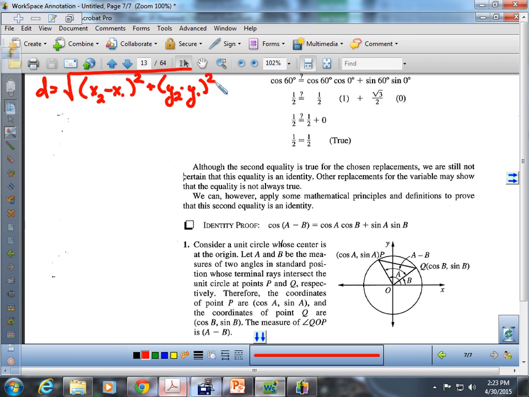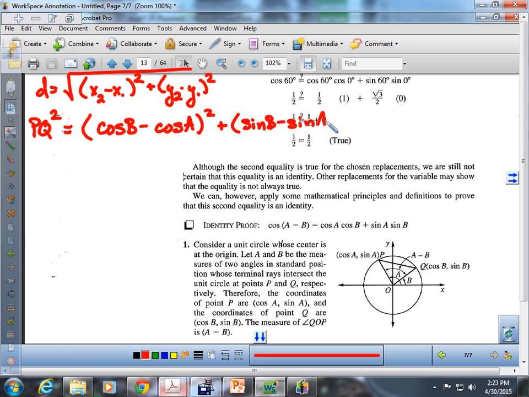Not necessary, right? Okay, so this distance from P to Q, I'm going to call it PQ squared. Is everybody all right with me calling the distance PQ, and with me undoing the radical and making it a square? PQ squared is equal to, well, what's my x2? I'm going to call my x2 the cosine B. It really doesn't make a difference here. Cosine B minus cosine A, squared, plus, over here, in the same order, sine B minus sine A, squared.